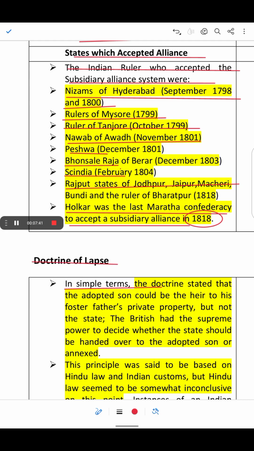In simple terms, this doctrine stated that the adopted son could be the heir to his foster father's private property, but not the state. The British had the supreme power to decide whether the state should be handed over to the adopted son or annexed.